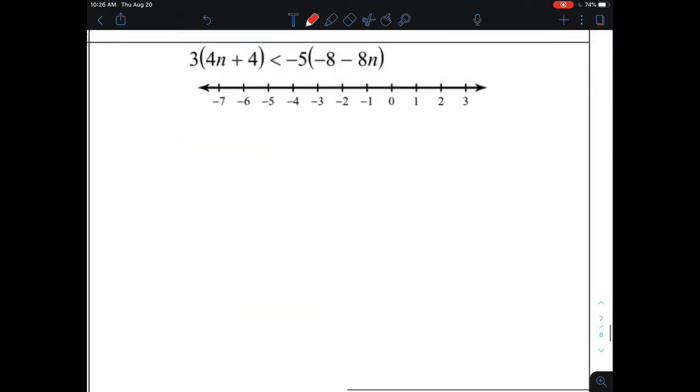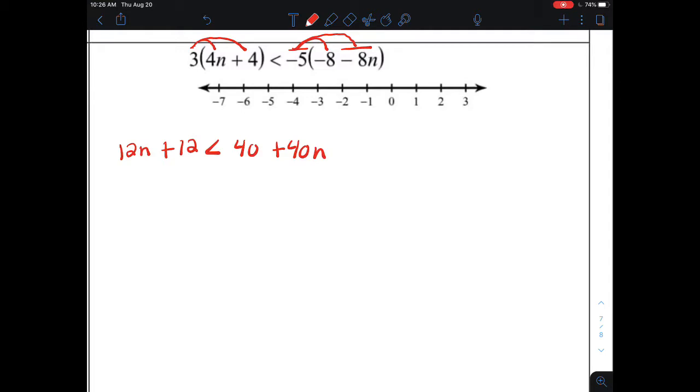Last problem here. So I'm looking at this one. There are no terms to combine, and the only move that we have to start is to fully expand. So we have to start distributing. And so we're going to start by taking this first 3, and we're going to multiply it to everything inside of the parentheses. So that's going to give me 3 times 4n is 12n. 3 times positive 4 makes plus 12. And we have less than. And then we have to distribute the negative 5, so negative 5 times negative 8 makes positive 40. Negative 5 times negative 8n makes positive 40n.